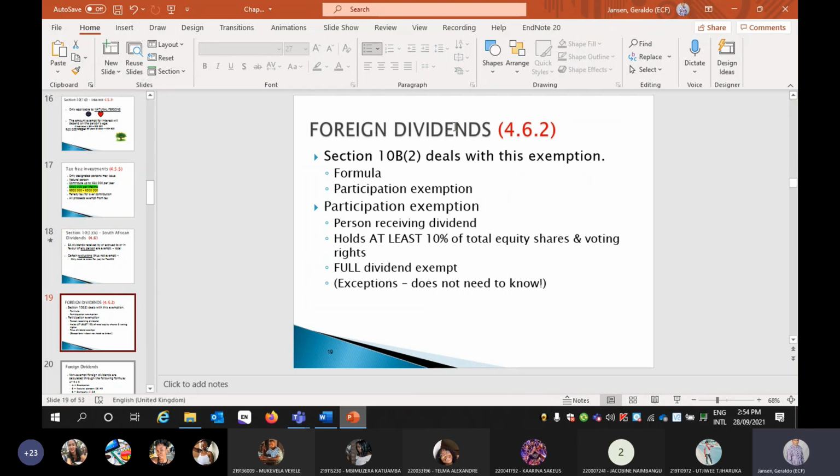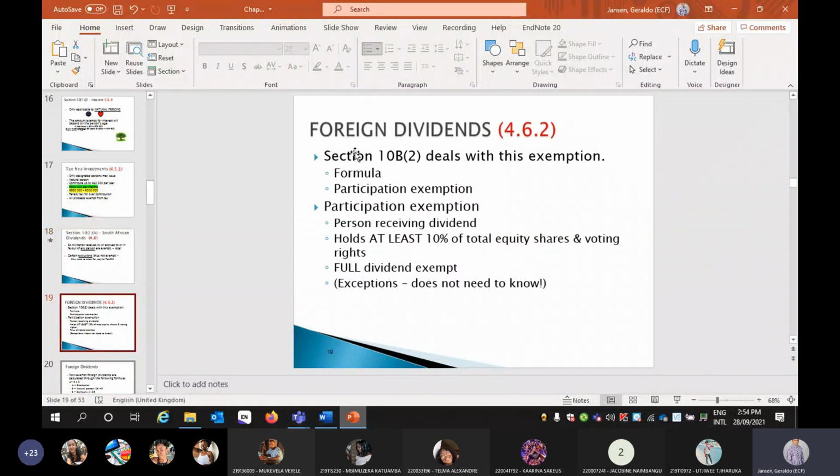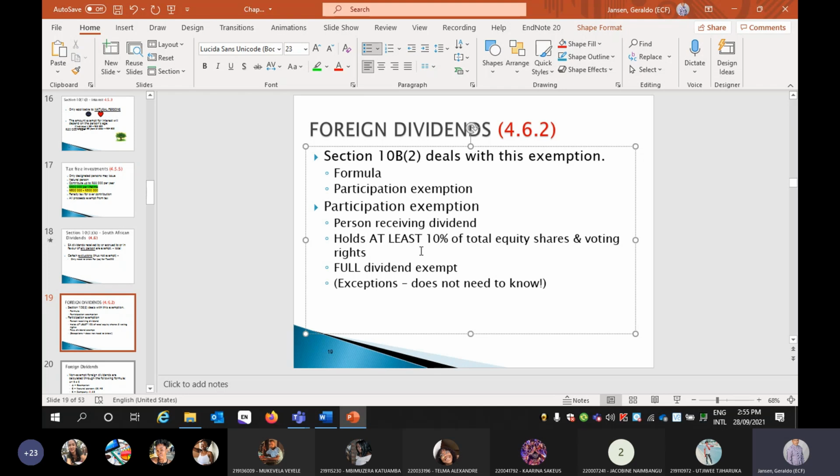Let's have a look at foreign dividends. Section 10B(2). So guys, local dividends, 10(1)(k). Foreign dividends, 10B(2) deals with this exemption. Now guys, there's a formula and there's also a participation exemption. So there are two ways we do this exemption. Let's look at the participation exemption. Here we say the person receiving the dividend must at least hold 10% of the total equity shares and voting rights in that company. Then the full amount will be exempted.